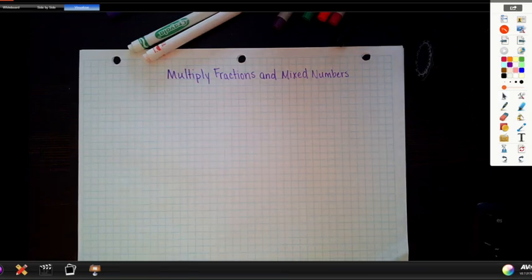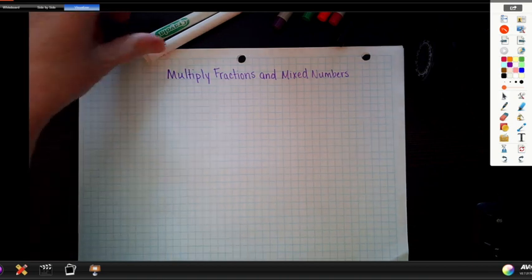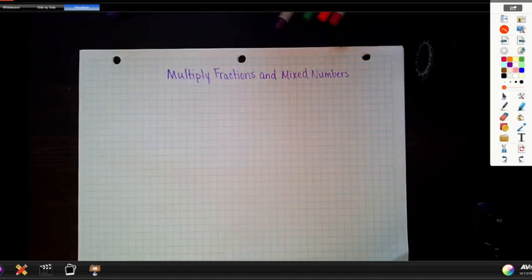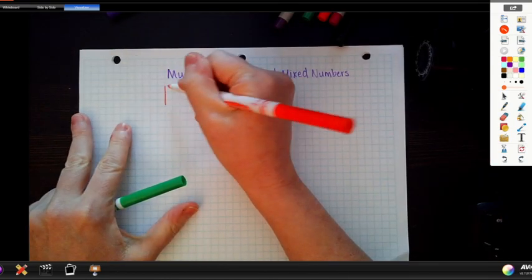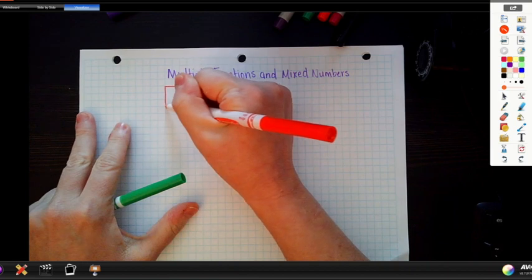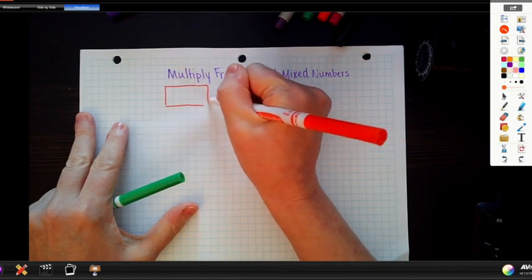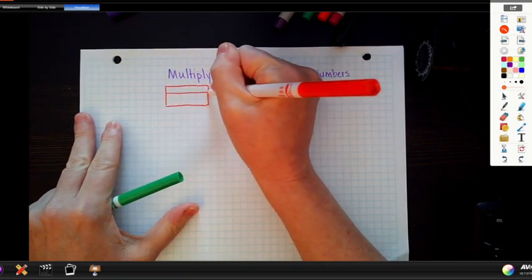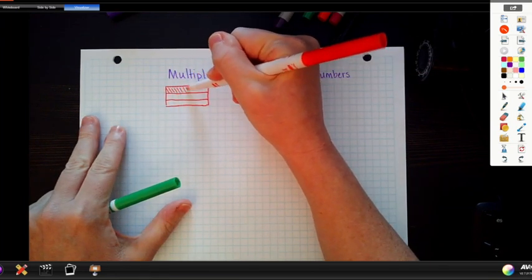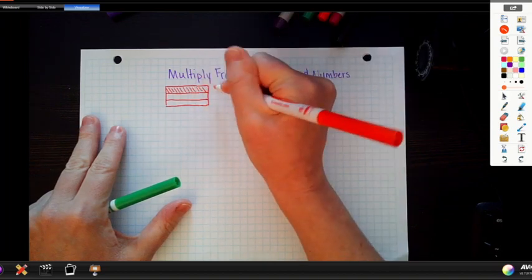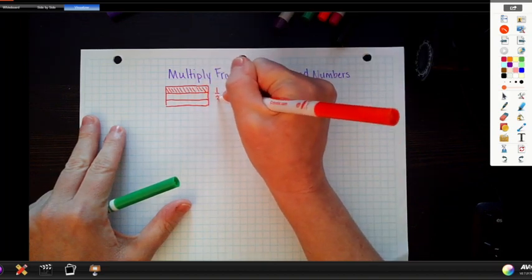Okay, so right now we're going to take a look at multiplying fractions and mixed numbers. Now, I shared this example with us in class, and I think it's important for us to see what happens when we actually multiply fractions. So I'm going to draw a picture, a model of 1/3, and I'm just going to draw a rectangle, no particular length, but I'm going to divide it into thirds. Okay, and I'm going to shade in 1/3. So this is my representation of 1/3.